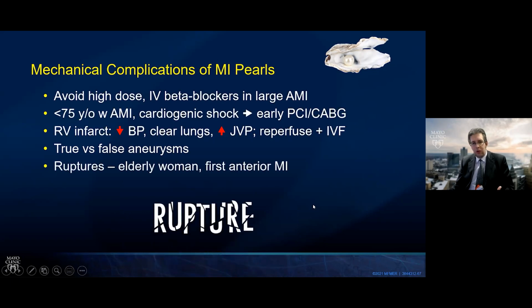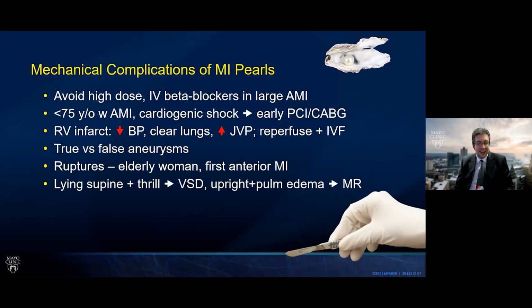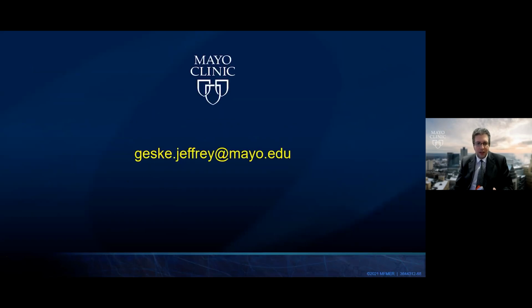Think about rupture in an elderly woman presenting with her first anterior myocardial infarction, especially in that 2 to 5 day window where the myocardium looks like smushed peas. If the patient's lying flat and they've got a thrill, think VSD. If they're sitting upright in pulmonary edema, think about mitral regurgitation, even if the murmur is not present. And know that a V wave is not the best way to distinguish between acute MR and a VSD.